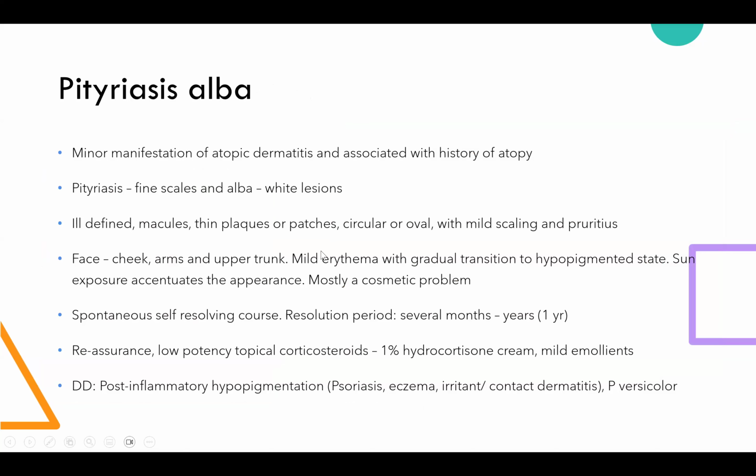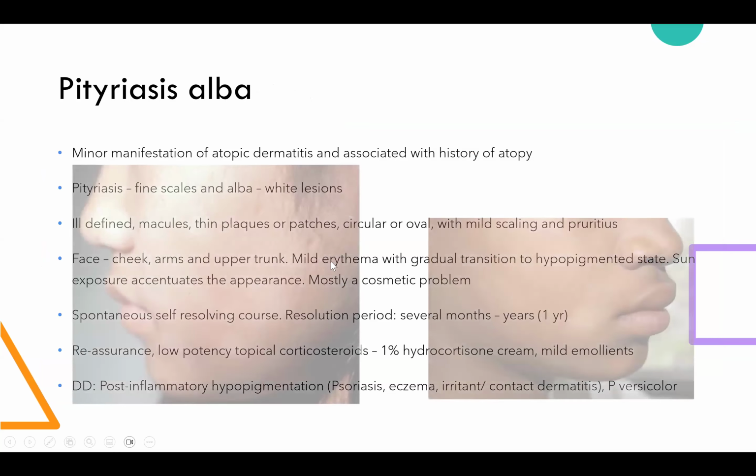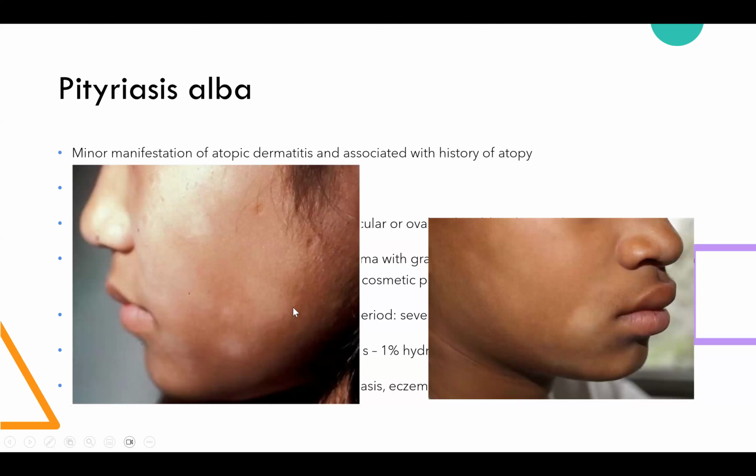This should be differentiated from pityriasis alba. It is a minor manifestation of atopic dermatitis and is associated with a history of atopy. Here, these lesions are relatively more common in the infantile and toddler age group. They present with ill-defined borders, perioral and in the nasolabial fold, hypopigmented lesions without any typical well-defined border, just some hypopigmentation.